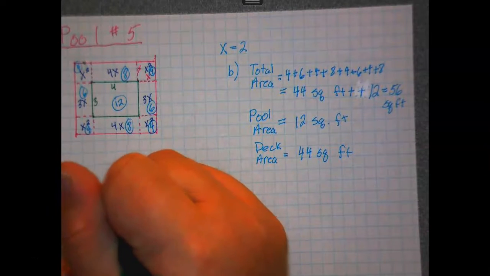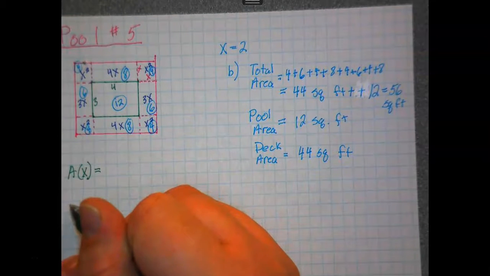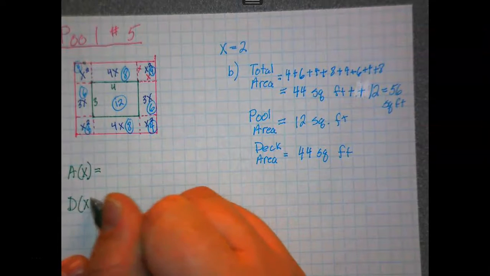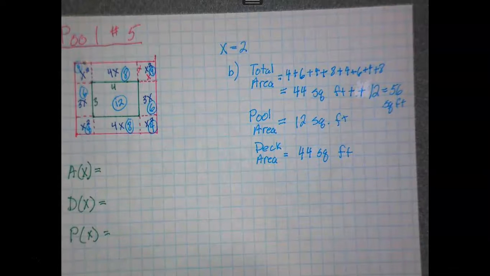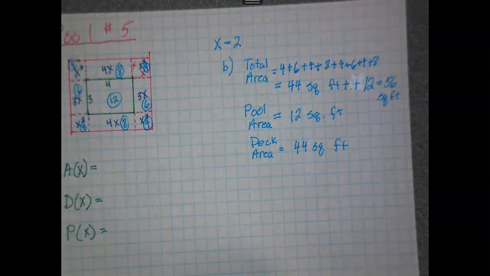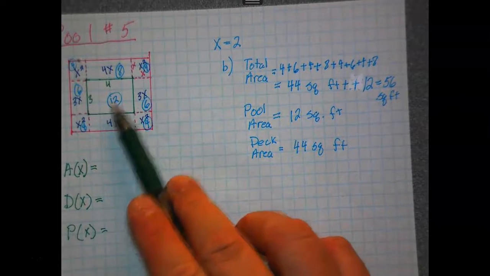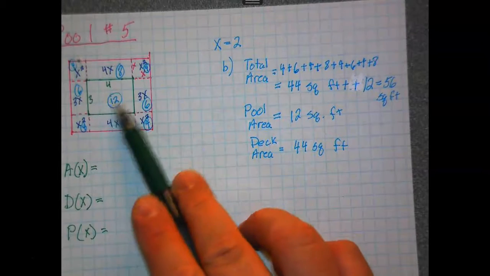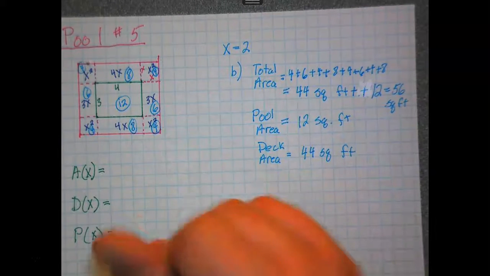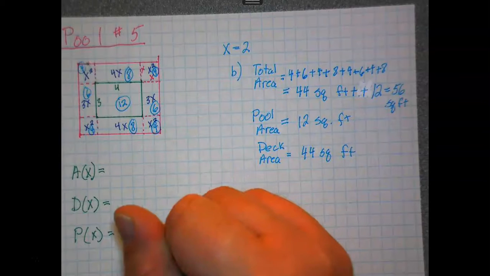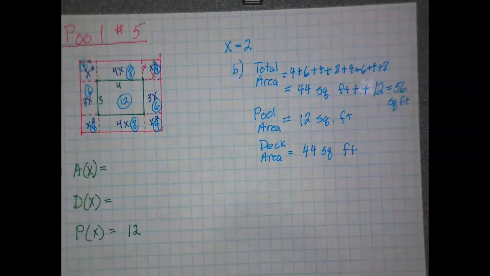Again, we need the total area, the deck area, and the pool area. What's the function of the pool? What's P of X? Do we have any X's in for the pool? No, it's just a constant, isn't it? We do have a variable, but it's to the 0 power. Okay, so the pool is going to be 12.